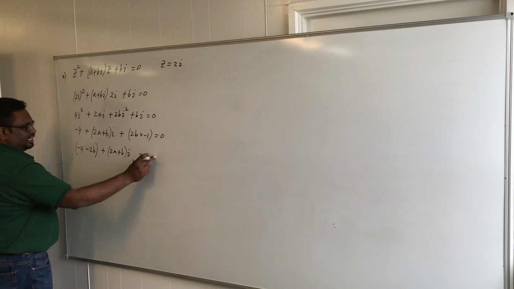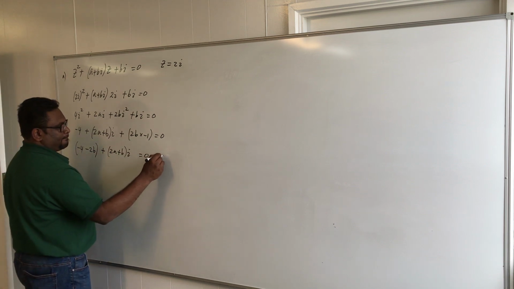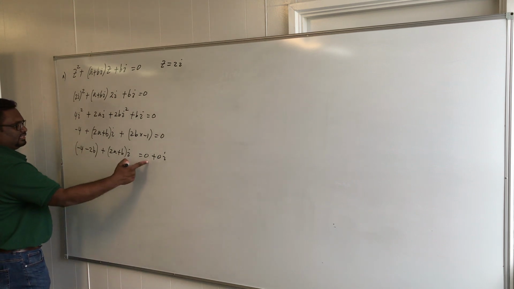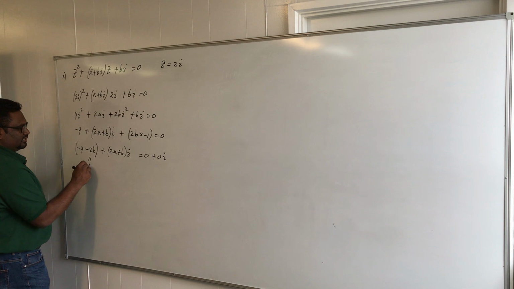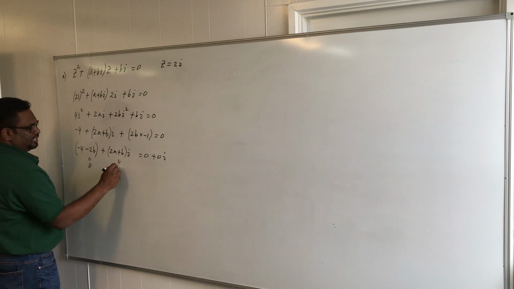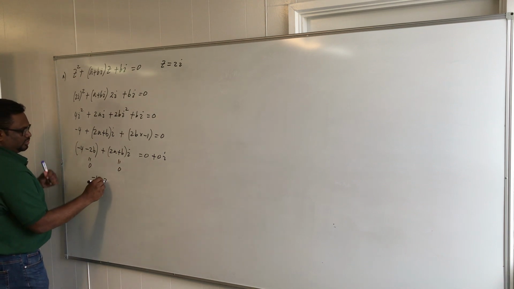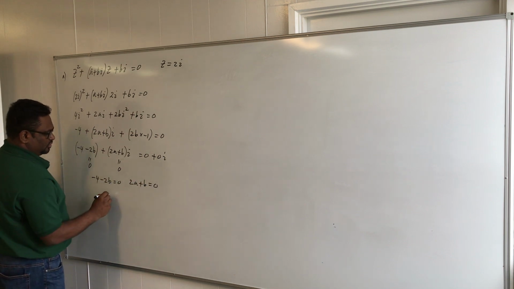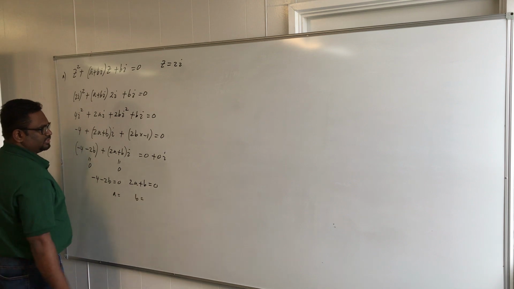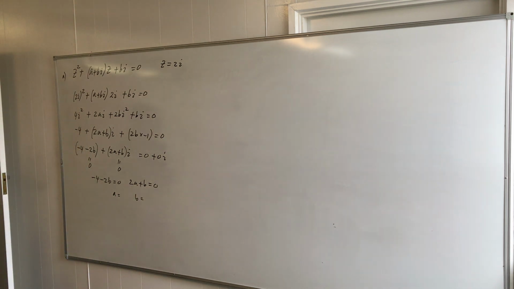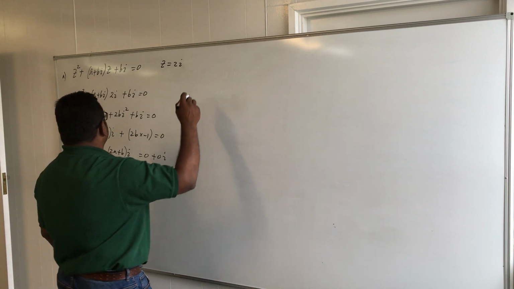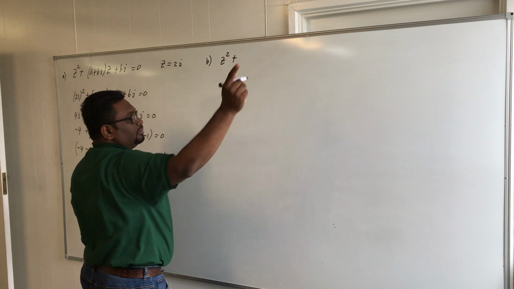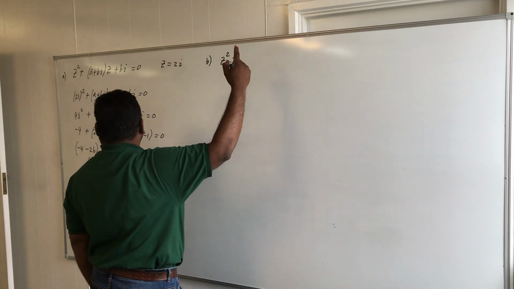So this side 0 means what? 0 plus 0i, right? So you can see real to real you compare 0, imaginary to imaginary you compare 0. So it's going to be minus 4 minus 2b is equal to 0, and 2a plus b is equal to 0. So you get a from here, you get b from here, that's it. Right? So now, what is a value, guys? What is a value? Shahan? 1. B? Negative.